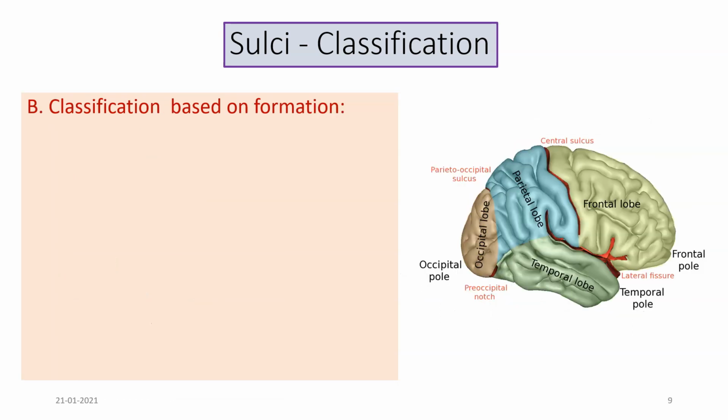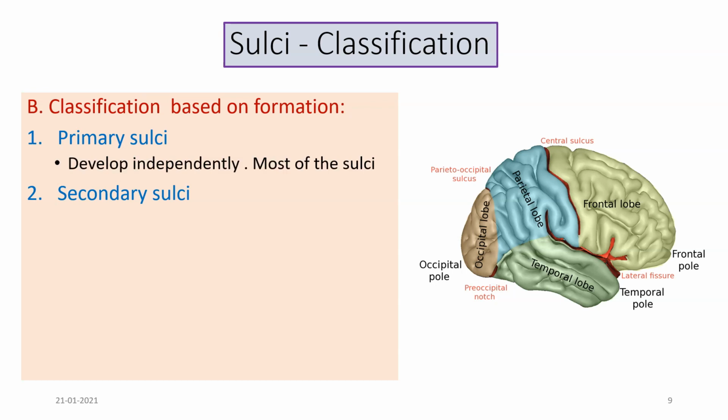Now let us discuss the categories under the group, the classification of sulci based on formation. So they can be classified into primary sulci and secondary sulci. Let us see what are primary sulci. So these sulci, they develop independently. Most of the sulci come under the category of primary sulci. Whereas the secondary sulci, their development is secondary to something else. So their development depends on other factors.